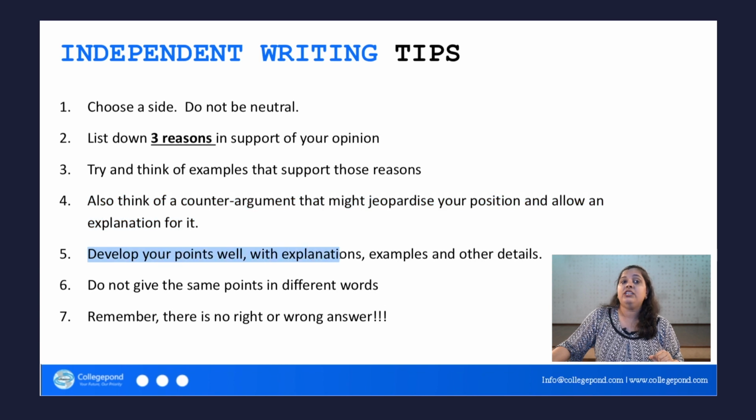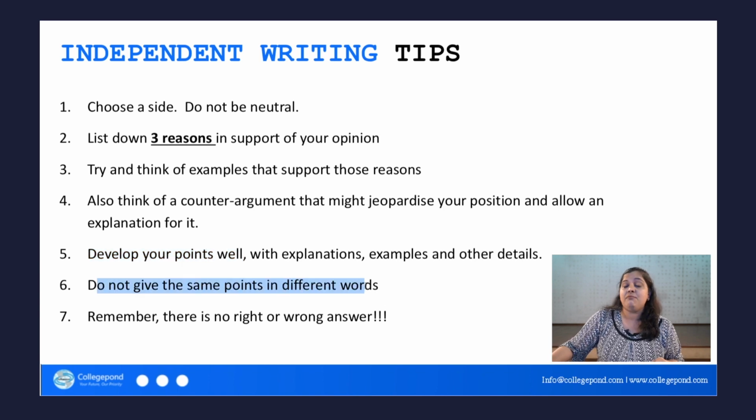Next, make sure you develop your points well with explanations, examples and details. I cannot emphasize this enough. This is the most important thing. So the reason why we do 2 and 3 is so that you can actually use them to develop your points. A lot of times what happens is when you're brainstorming, you write all these reasons and you think of all these examples, but when you're actually writing the essay, you are unable to incorporate them in the essay. So that's not a productive use of your time. So be very, very mindful of that.